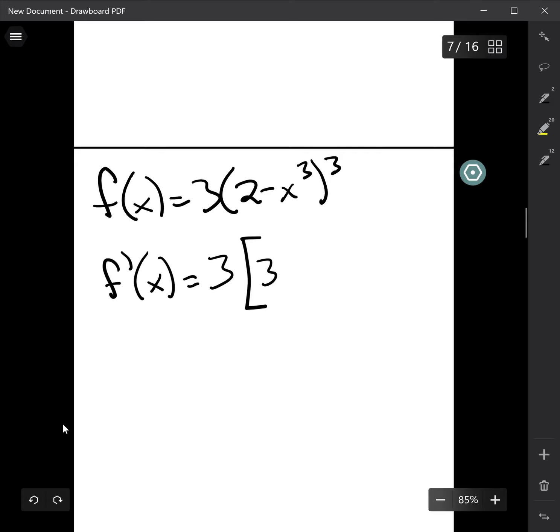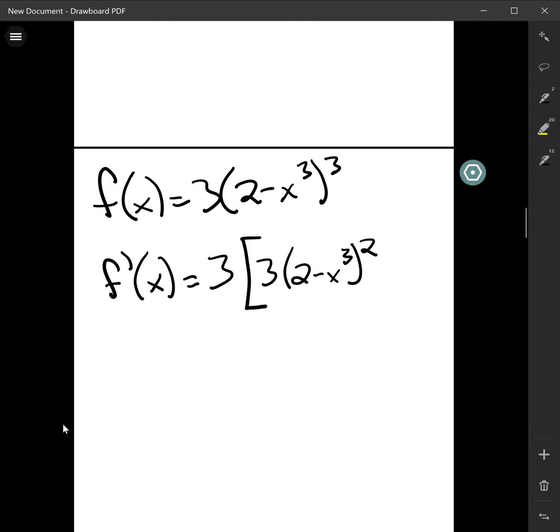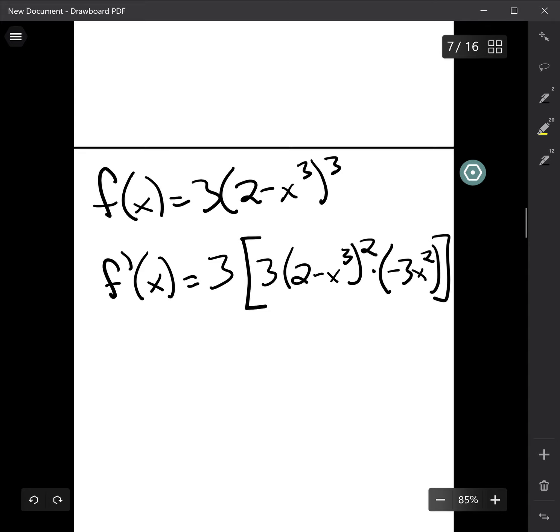The derivative of the outside is 3 times 2 minus x cubed, squared. That's the derivative of the outside. And we're going to multiply that by the derivative of the inside, which will be negative 3x squared. So d out times d in.